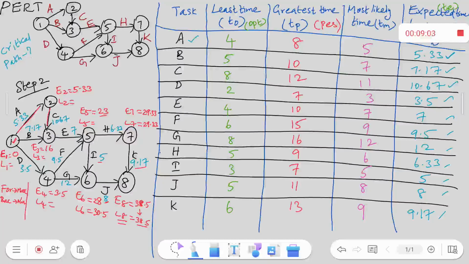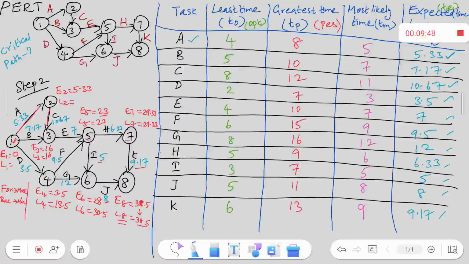Now when I go from 7 to 6, it is 29.33 minus 6.33. So the answer is 23. Okay. So these 4 nodes are completed. Now, from 5 to 3, if I take it, it is 23 minus 7. So the answer is 16. Now for 4, it is 30.5 minus 12, so it comes around 22 something. But when I go from 5 to 4, it is 23 minus 9.5, which is 13.5. I take that because it is the minimum.